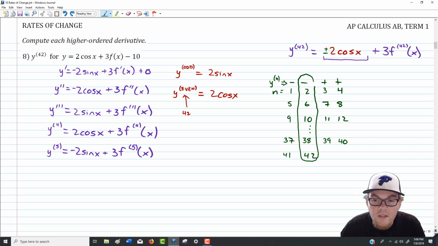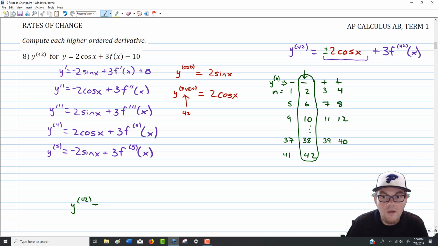So what I see is that the 42nd derivative behaves just like the 2nd, the 6th, the 10th, the 38th, and the 42nd. These are all, I believe, equivalent to 2 mod 4 if you're into modular arithmetic. If you don't know what that means, don't do anything. It's fine. You don't need to. But what I see then is that the sign should be the same, so we should have a minus sign. And so after all that work, the 42nd derivative should be equal to minus 2 cosine of x plus 3 times the 42nd derivative of f. Or if you want, just because it's kind of annoying to have that minus sign in front, you could have the 42nd derivative of f of x times 3 minus 2 cosine of x.